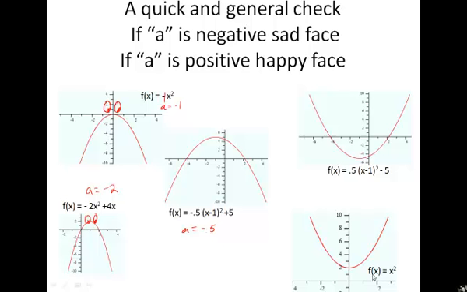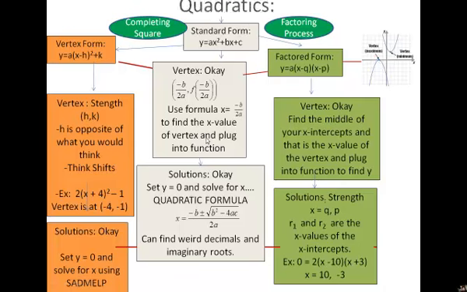Note all over here that we have positives. A is equal to 0.5, a is equal to 1. So here we have happy faces. Okay, so it makes sense. Positive, happy, negative, sad. Right? That's just sometimes a good check. After you've graphed something, go back and look at your a and see, okay, should I have a happy face or sad face here?